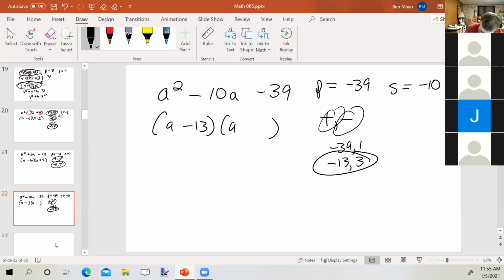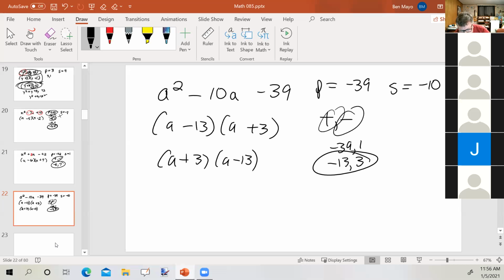So a minus 13, a plus 3. Could I have written it this way instead? a plus 3, a minus 13. Is that the same answer? Yes or no? Yes. Why? Because multiplication works no matter what direction. Speak up a little. Sorry, I can't hear you guys. Multiplication what? Multiplication works like no matter what direction you do it in. Okay. What's that called? Anybody?